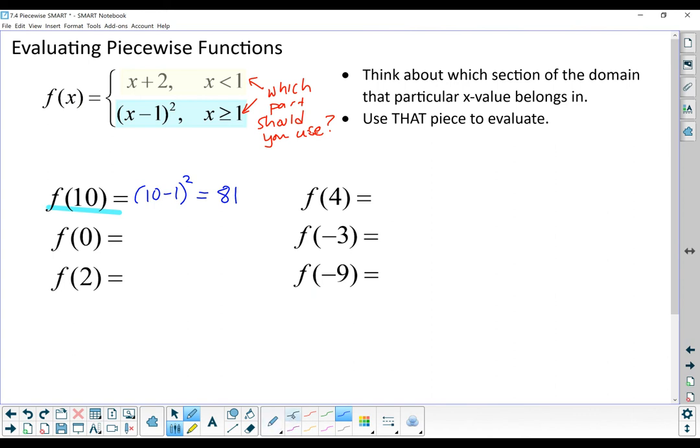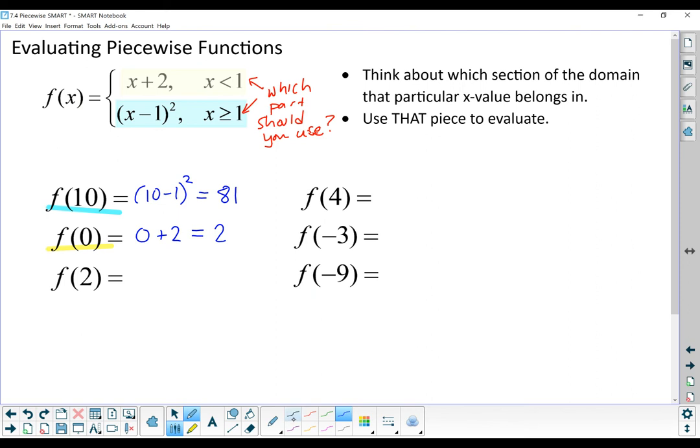For f of 0, I have to think about, is 0 less than 1, thinking about this piece, or is 0 greater than 1? Well, 0 is definitely less than 1, so we would use the yellow piece of the function. So it would be 0 plus 2, which is 2. So I'm not subbing the 0 into the second part. I'm only subbing the 0 into the first part.